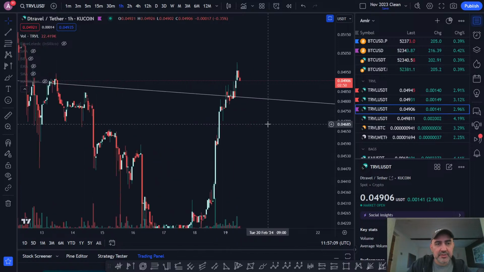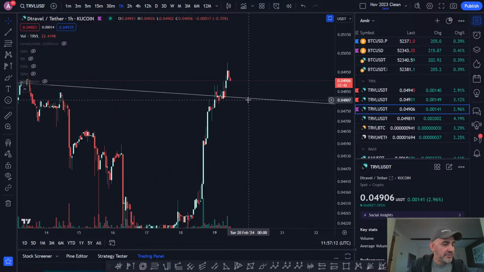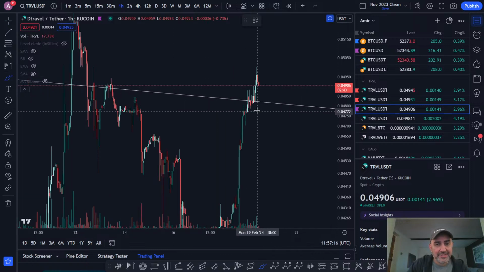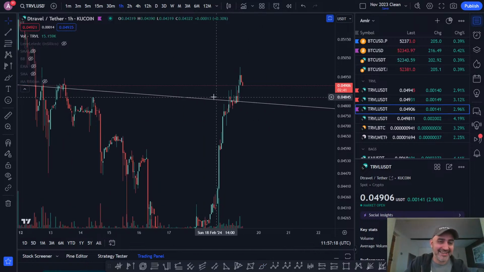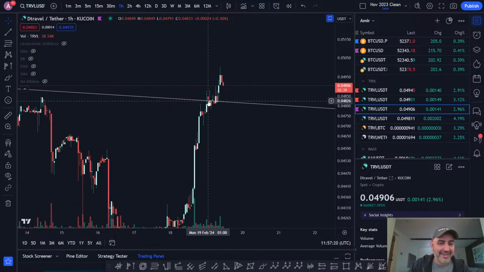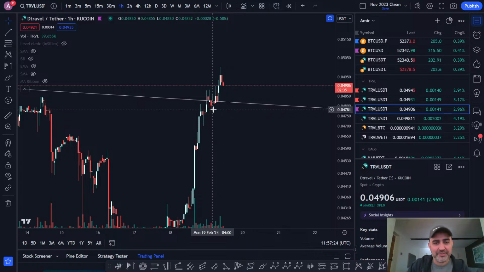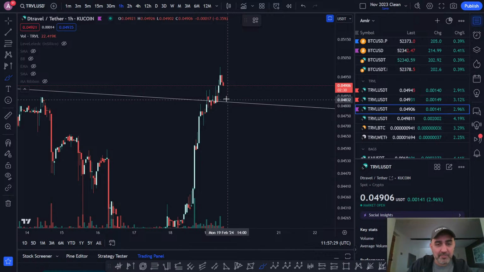This is the KuCoin one with that line. So you can see on the KuCoin chart that we are actually now potentially back above the line that I had. So that's quite exciting potential. The charts are actually slightly off on different exchanges, but we'll just knock them down one by one.